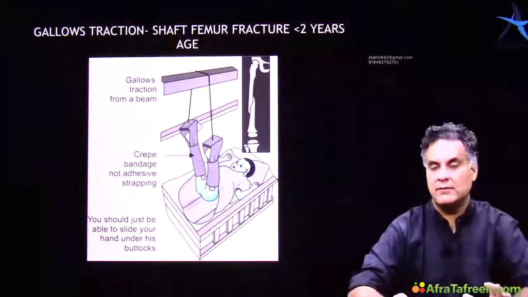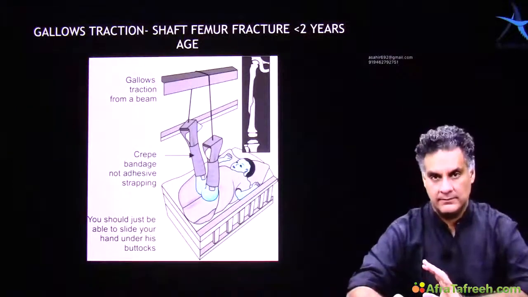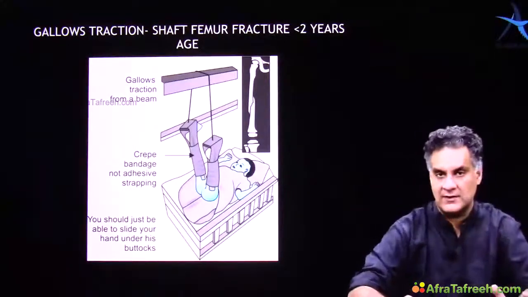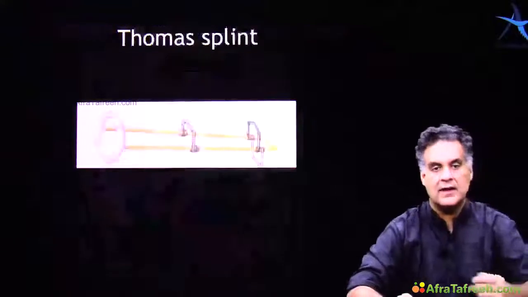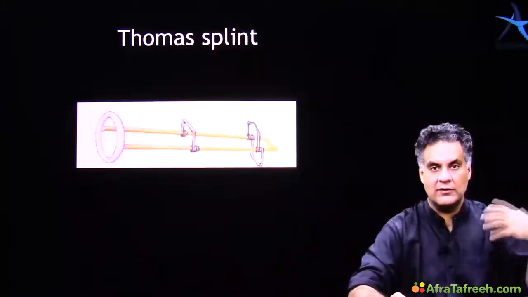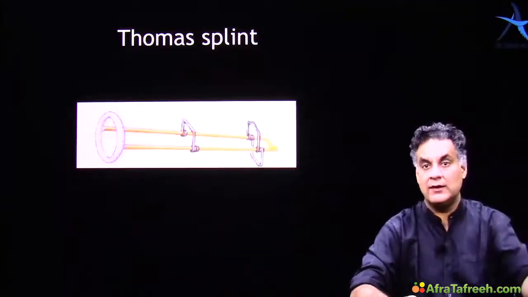The most common complication of a fracture neck femur is avascular necrosis, followed by non-union. When I look at this image, this is a gallows traction used for fracture shaft femur in children less than 2 years of age. And this is a Thomas splint, which was initially described for TB knee by Thomas for his own wife. But now this Thomas splint is being used to immobilize the lower limbs.